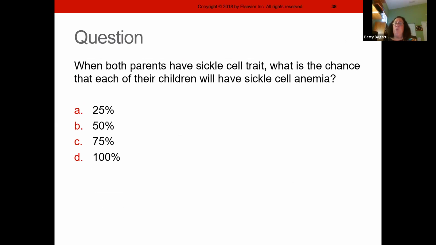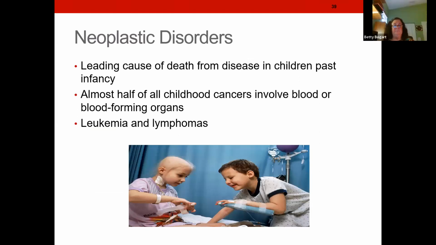So if both parents have the sickle cell trait, what is the chance that each of their children has sickle cell anemia? 25%. Yes, it is.